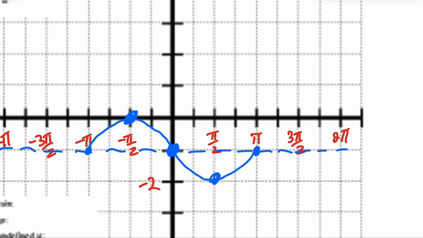At 3 pi over 2, I'm at 0. I always get a half a bump. I get a half a bump down below, another half a bump. Let's finish that one out. Equally spaced.